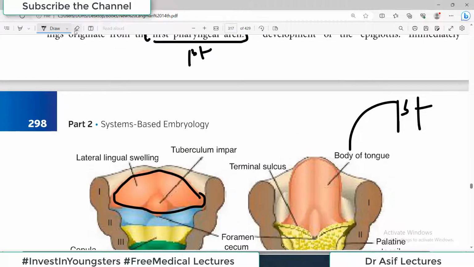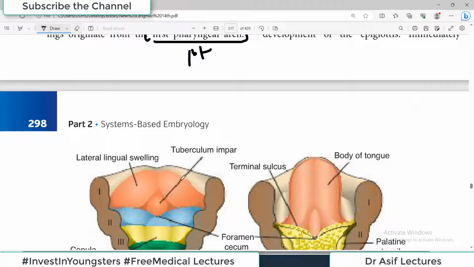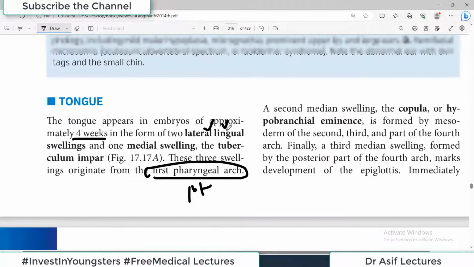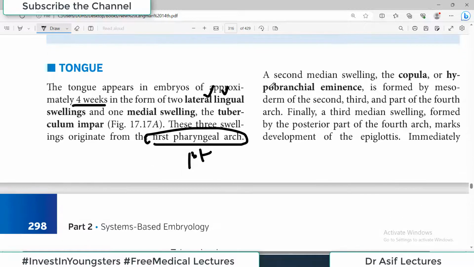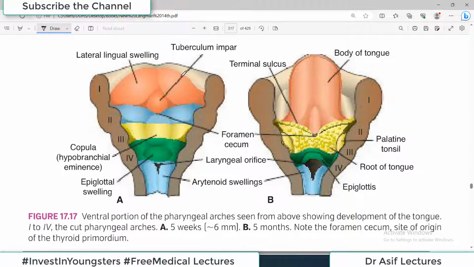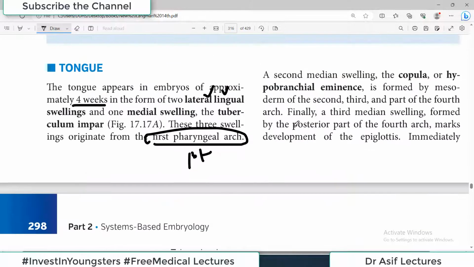Okay, now you should be able to then tell me कि इसकी nerve supply क्या होगी. You should know what is the nerve supply of the first pharyngeal arch by now, and all this region which is developing from the first pharyngeal arch will have the same nerve supply as that of the first pharyngeal arch. अच्छा जी, अब these are the swellings which form the body of the tongue. There are some more swellings that we have to discuss.